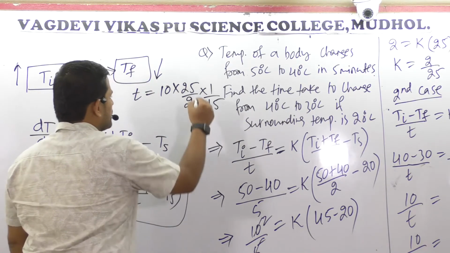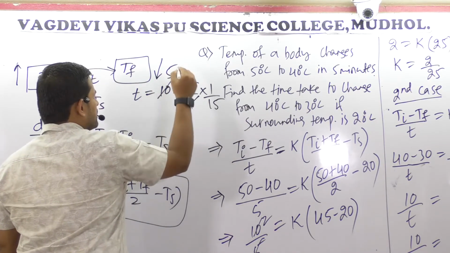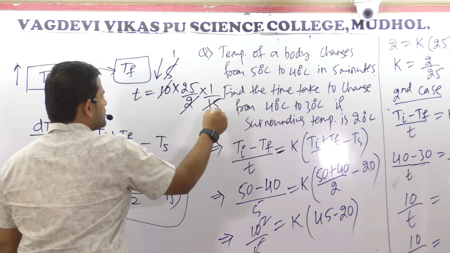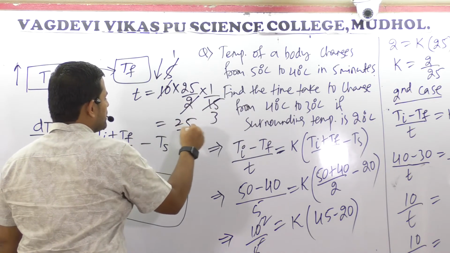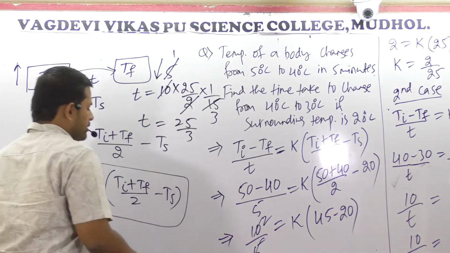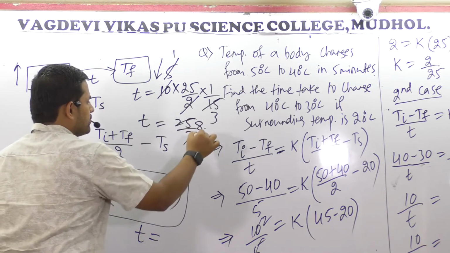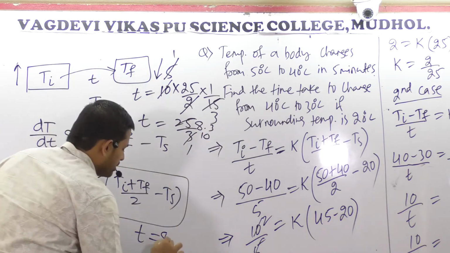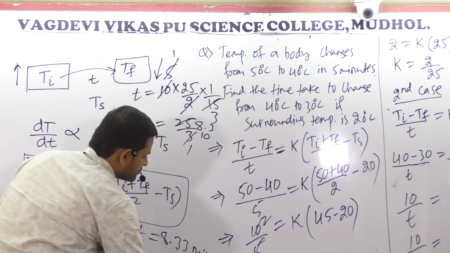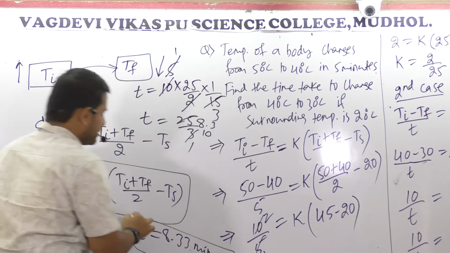So how to do this? 2 ones are, 2 fives are. Next 5 ones are, 5 threes are. So what I am remaining with? 25 divided by 3. When I say 25 by 3, 25 by 3 is going to be 3 ones are, 3 eights are. Then 1 is a carry, 3 threes are. So 8.33 minutes. 8.33 minutes. Did you understand this?